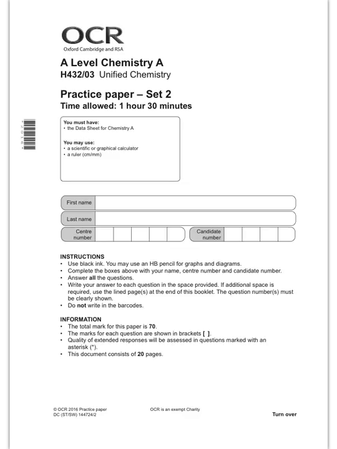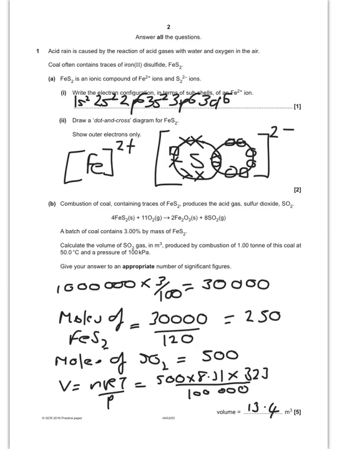So we now go through unified chemistry. Again, this is the third practice paper in the series. So here we go. First of all, they want us to give the electronic configuration of the Fe2+ ion. Quite straightforward, but do remember those two electrons which we've lost must come from the 4s subshell first.